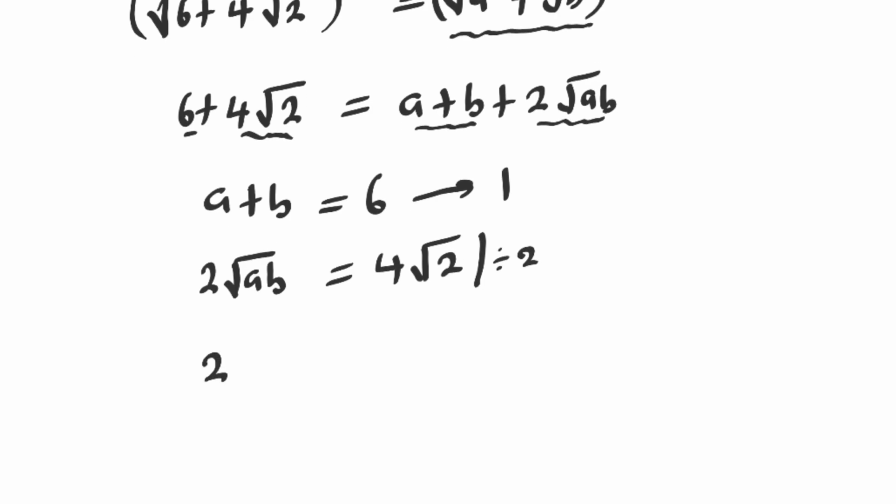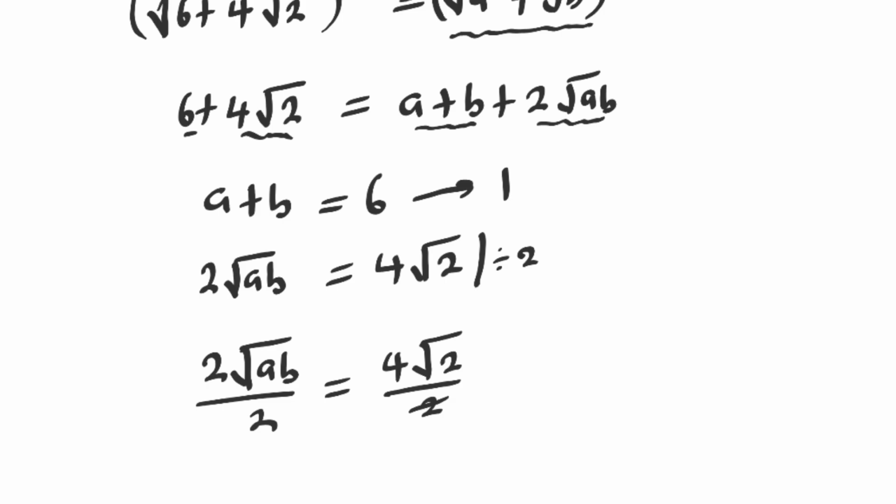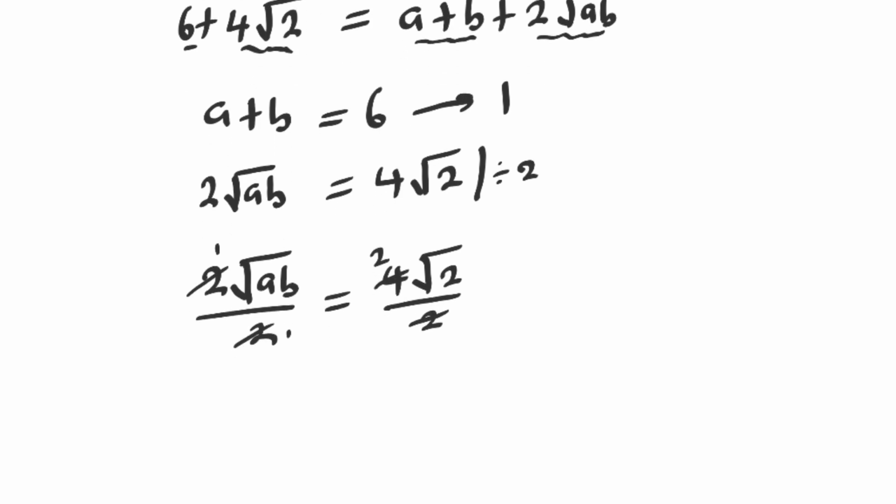2 square root of ab over 2 is equal to 4 square root of 2 over 2. The 2s cancel, and then we have root ab is equal to 2 root 2. Let us call this equation 2.